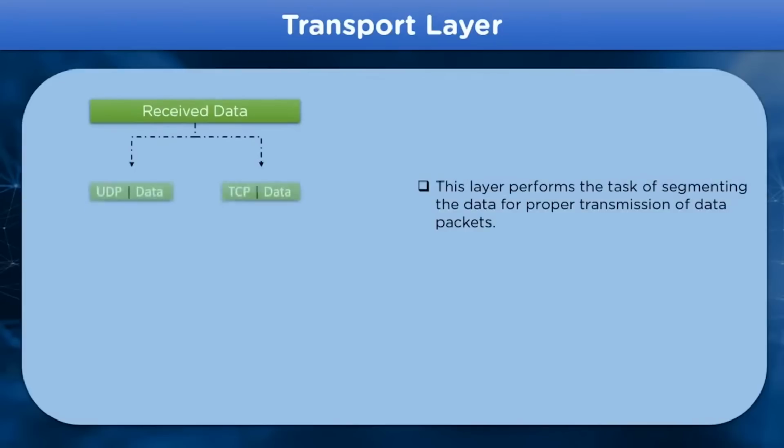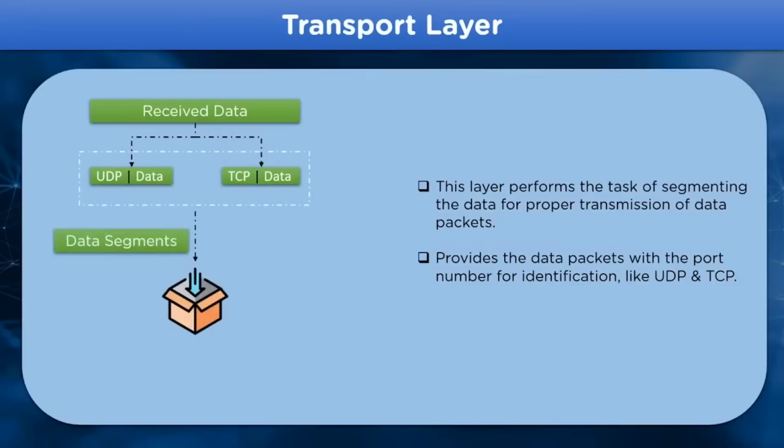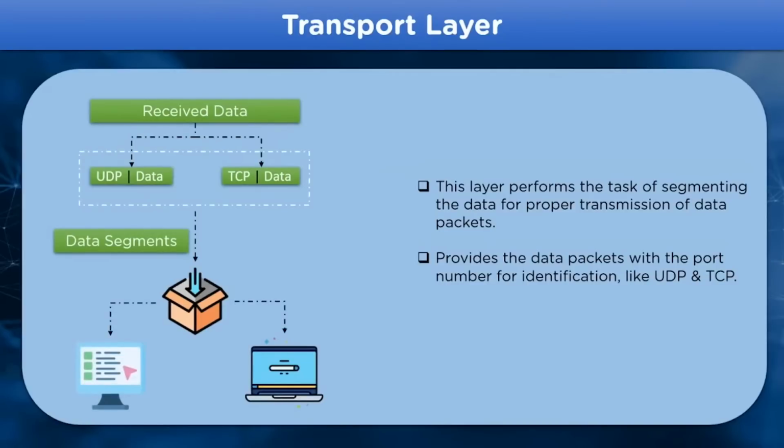The next layer in the OSI model is known as the transport layer. The main task performed by this layer is to break the data received from the session layer into different segments. These segments comprise protocols, which are the UDP protocol and the TCP protocol, along with the data segmented from the received data. Then the segmented data along with the UDP and TCP identification is transferred over the transmission channel, where it's further transferred to the network devices that requested the data.